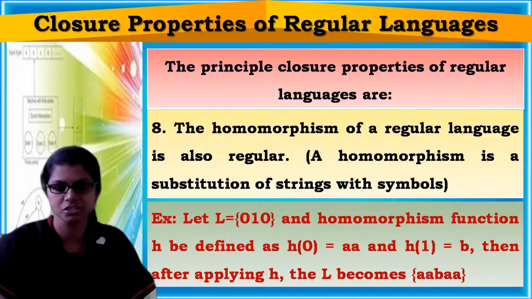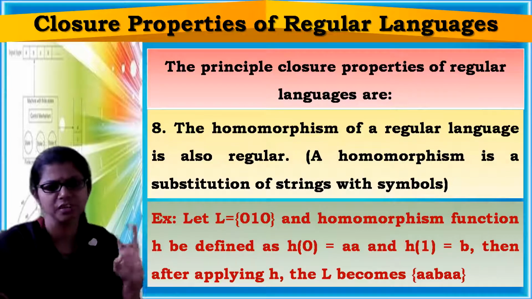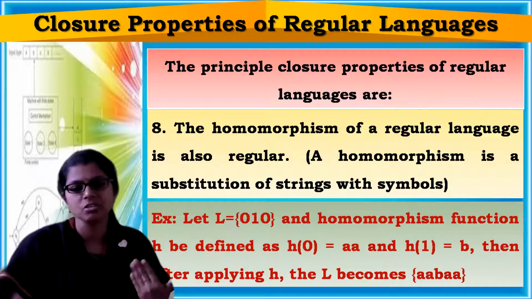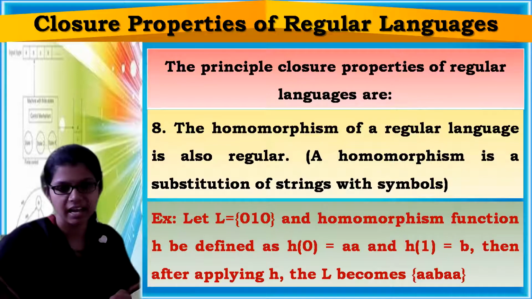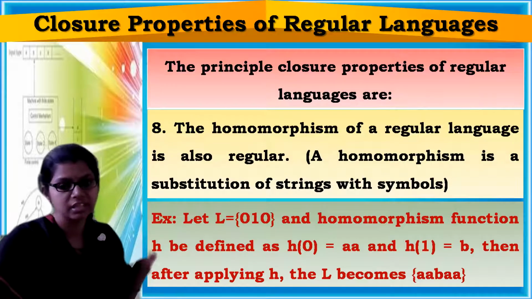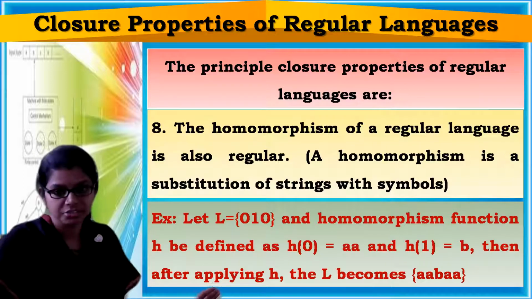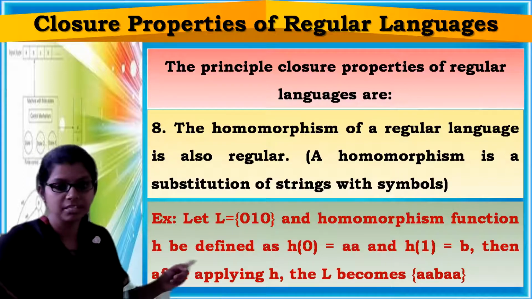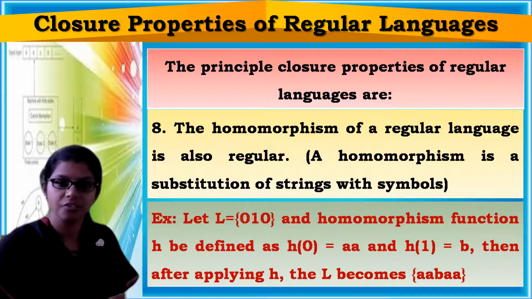This is my language: 010. This language is accepting one string, that is 010. Then suppose there is a homomorphic function h, which is defined as h of 0 is AA and h of 1 is B. Means the string AA is substituted by the symbol 0, and B is substituted by the symbol 1.